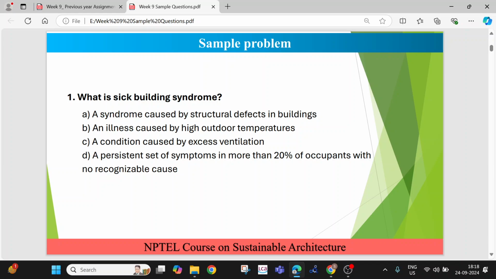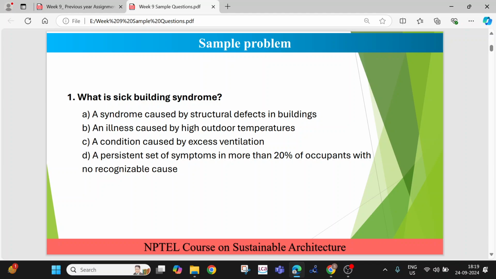That is a persistent set of symptoms in more than 20% of the occupants with no recognizable cause. If you go into much more detail, sick building syndrome refers to a persistent occurrence of illness symptoms, such as headache, fatigue, or eye irritation, accounted in more than 20% of the building's occupants with no clear identification of the cause. In such cases, you will call it sick building syndrome. Is it clear? Can we move to the next question?